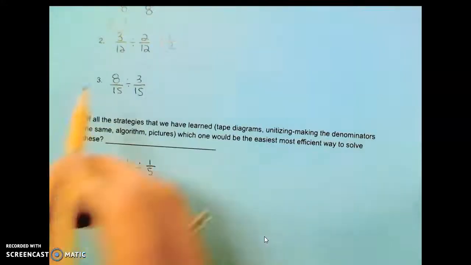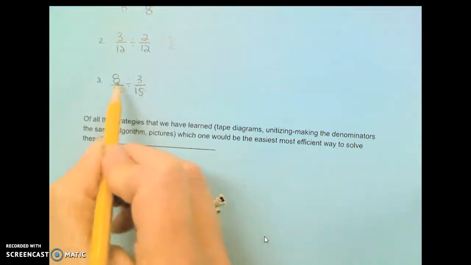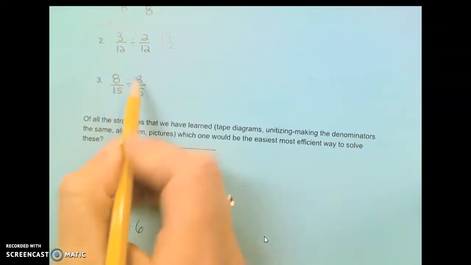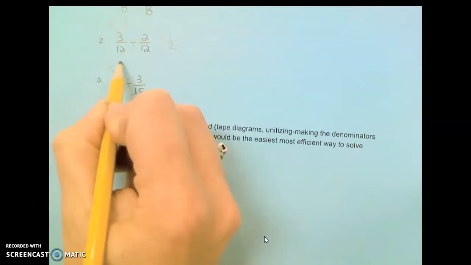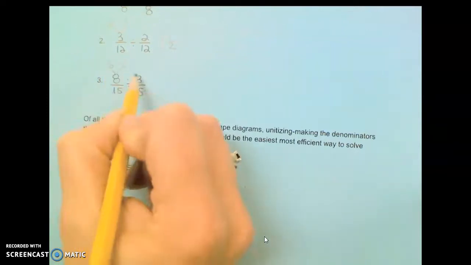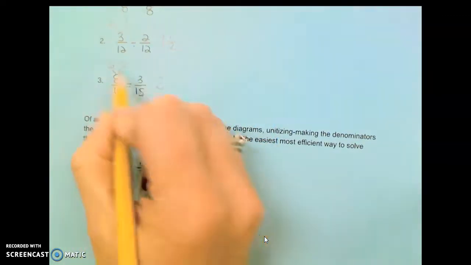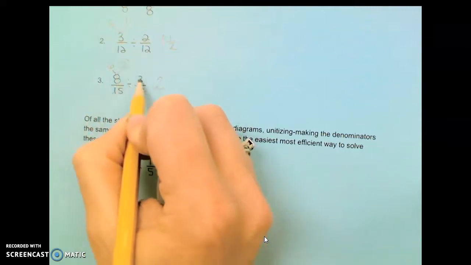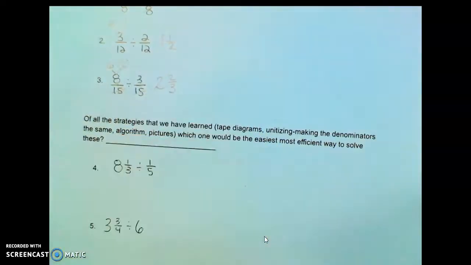Number 3, same situation. We have units here, 15ths and 15ths, so I can kind of ignore those and just do 8 divided by 3. Well, 8 doesn't divide nicely by 3, so what number bond could I use? How about 6 and 2? So 6 divided by 3 means I could have 2 groups of 3, so that's 2 wholes. And then I have 2 left over out of how many that I need for another group? 3. So I have 2 and 2/3.